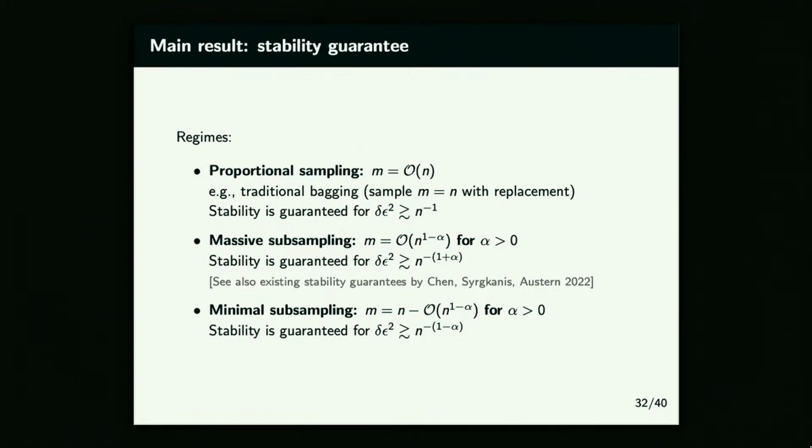You can also think about massive subsampling, and this is a regime that was previously studied in the literature. Here you might say something like n is enormous, I have an absolutely massive data set, I can't even train on a sample of size n.